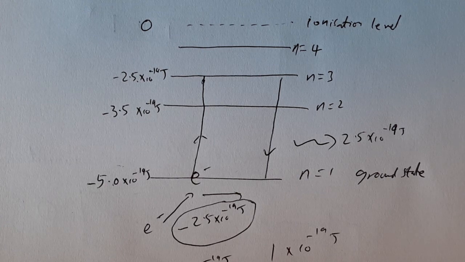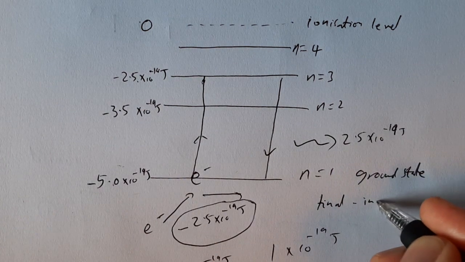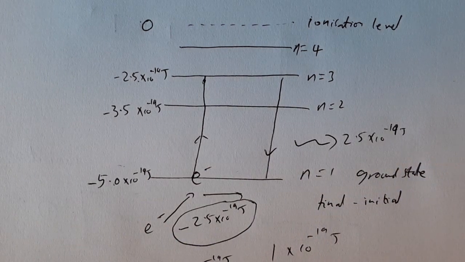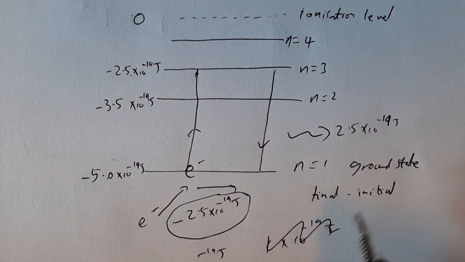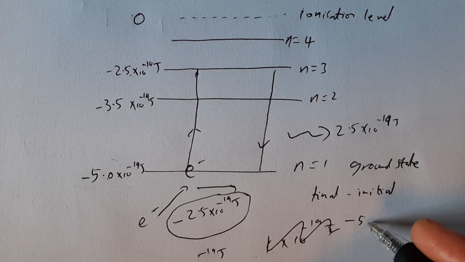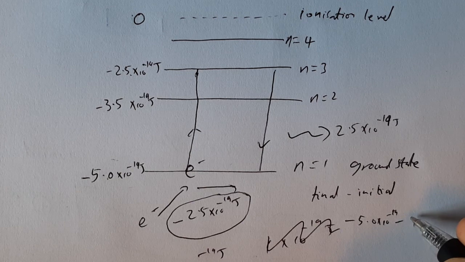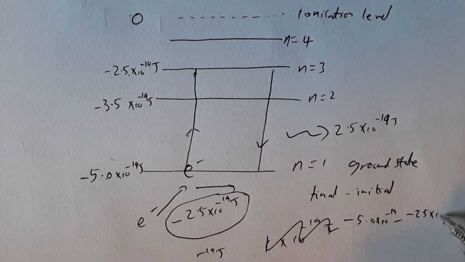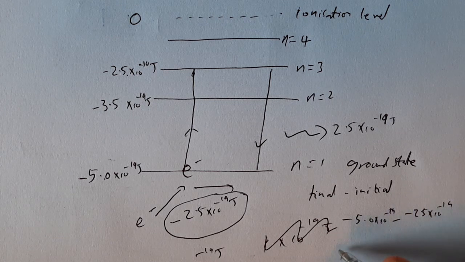I know some students don't like that. So the way we should do it, if we want to do it strictly, is that the change is final minus initial. And you'll see why I don't like this. It's fair that I explain it, but it creates its own problem. So the final energy is minus 5 times 10 to the minus 19, minus the initial energy, which was minus 2.5 times 10 to the minus 19. Minus minus is plus. So minus 5 times 10 to the minus 19 plus 2.5 times 10 to the minus 19 is minus 2.5 times 10 to the minus 19 joules.